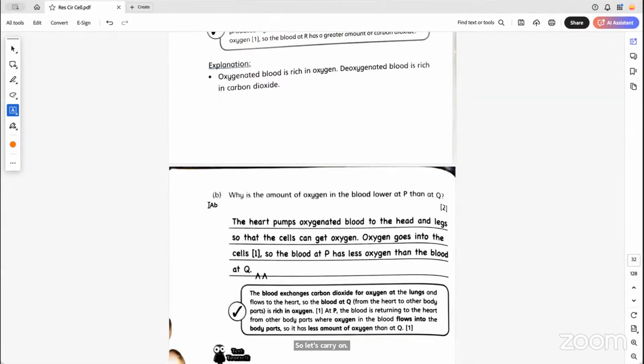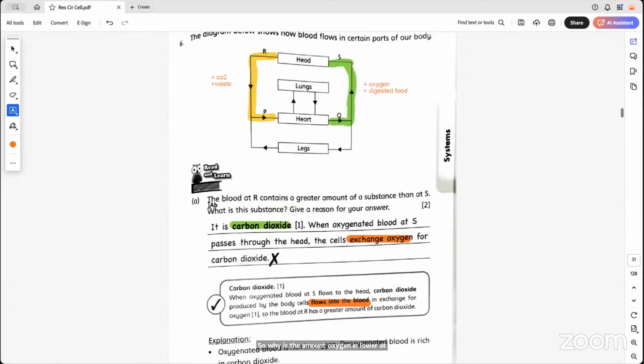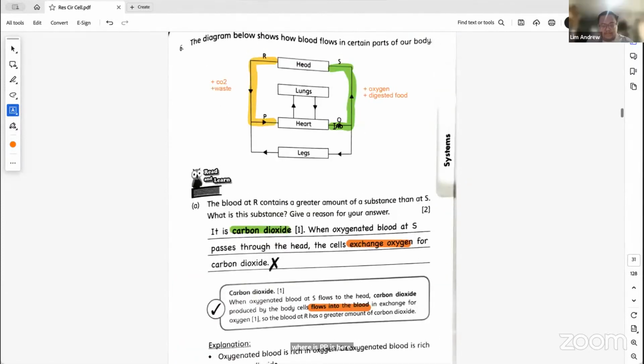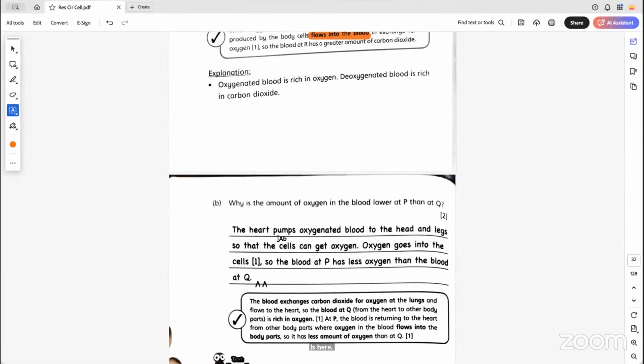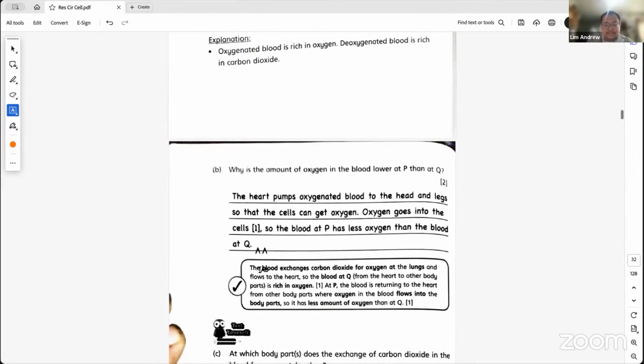So why is the amount of oxygen lower at P than at Q? So where is P? P is here. Q is here. Well, at P, the body has already used up the oxygen. Therefore, there's more carbon dioxide, and the amount of oxygen is lesser. All right. So the correct explanation is the blood exchanges carbon dioxide for oxygen at the lungs and flows to the heart. So the blood at Q from the heart to all our bodies is rich in oxygen.